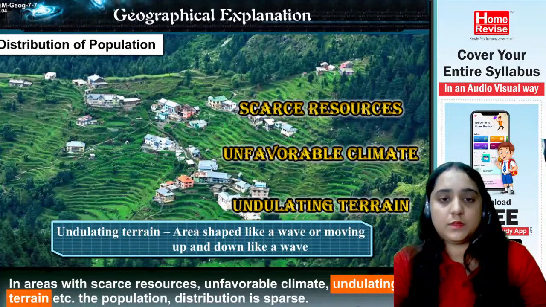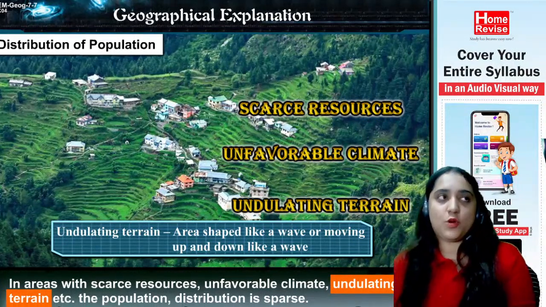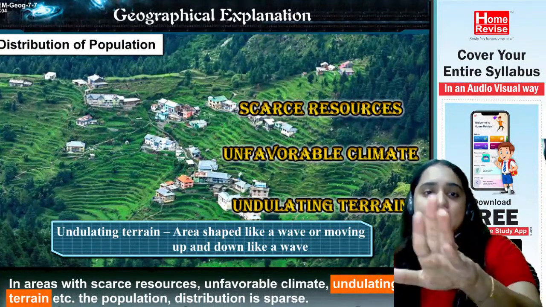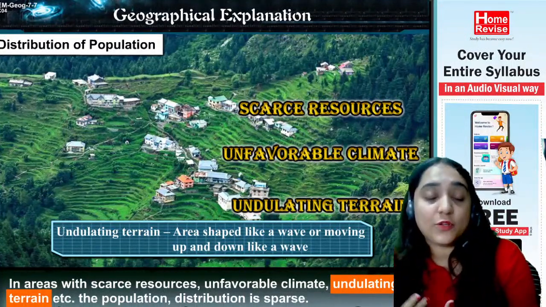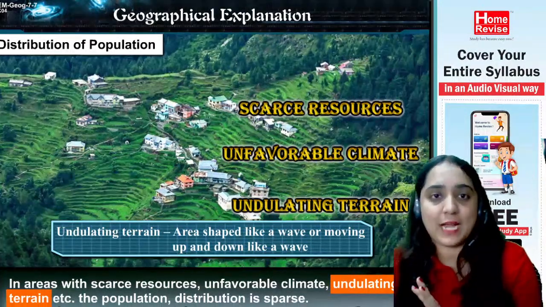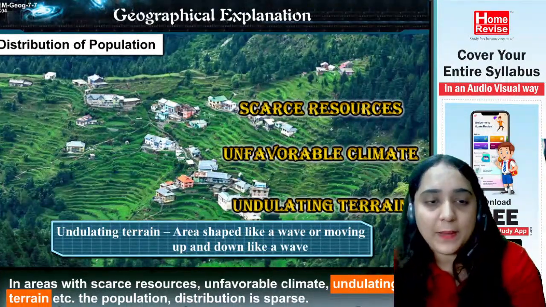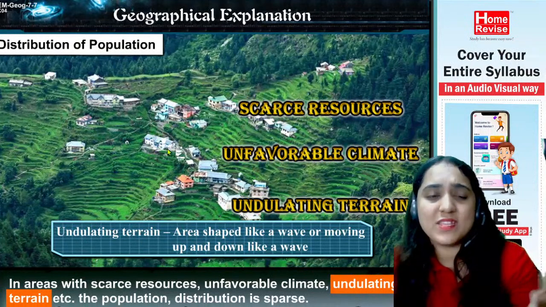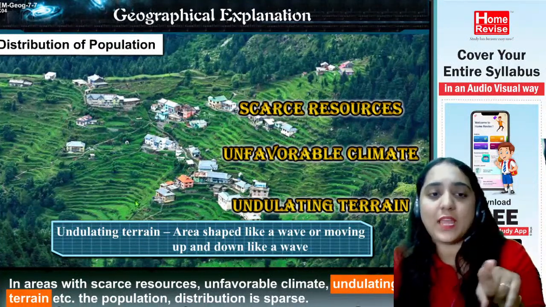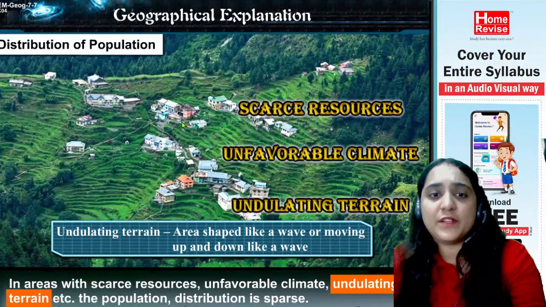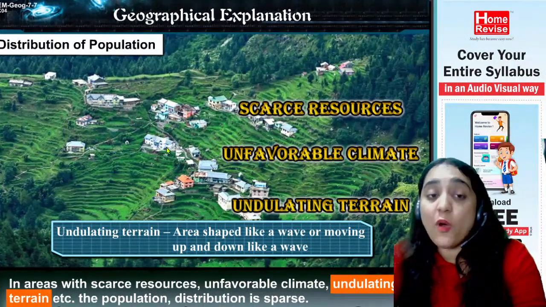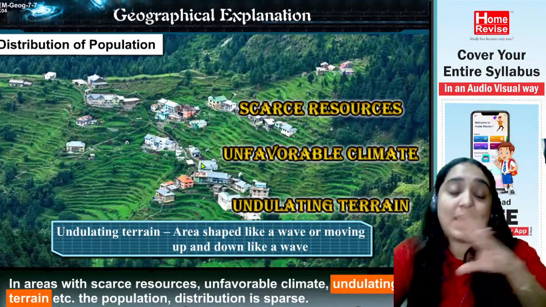Undulating terrain, that is an area shaped like a wave or moving up and down like a wave. Okay, so if you have two options, to live in a flat plane, and the second option is to live in such a sloping plane, obviously the majority of the people will select and like to live in the area जहाँ पे flat plane है as compared to this wavy one. अब देखो यहाँ पे you can see that in the area with scarce resources, यहाँ पे resources बहुत कम है, you can't grow anything, यहाँ पे कोई farming नहीं हो सकता, यहाँ पे बहुत ही difficulties है, unfavorable climate है, अगर बारिश भी आता है तो soil erosion हो जाएगा, you are always at risk कि कभी mountain slide हो सकता है, landslide हो सकता है.